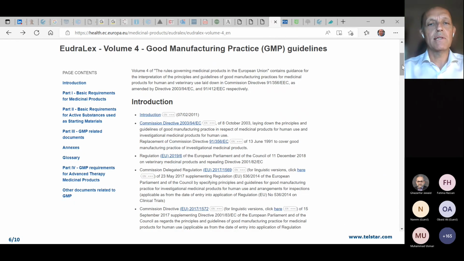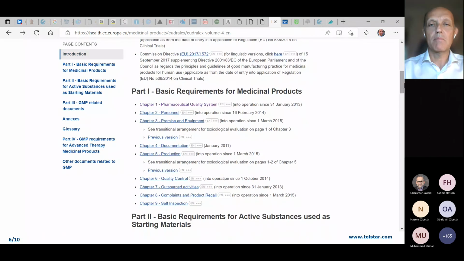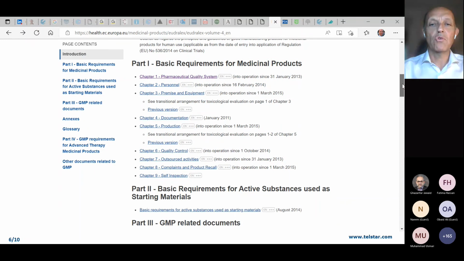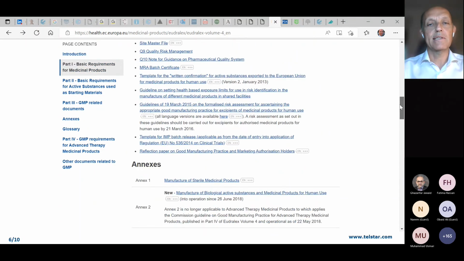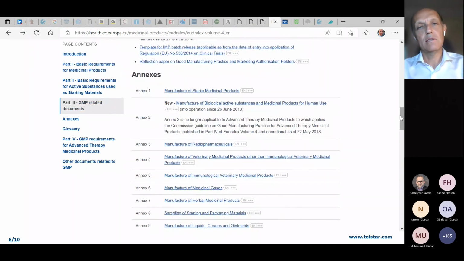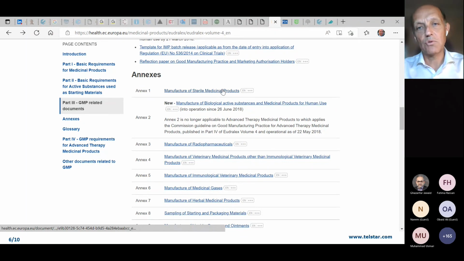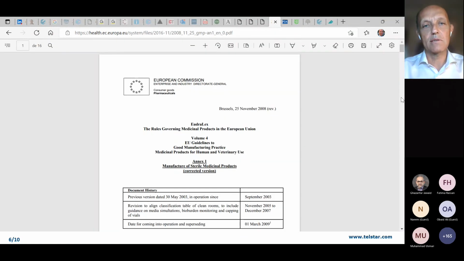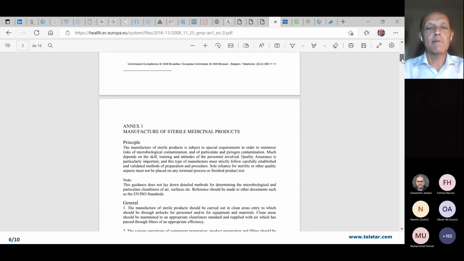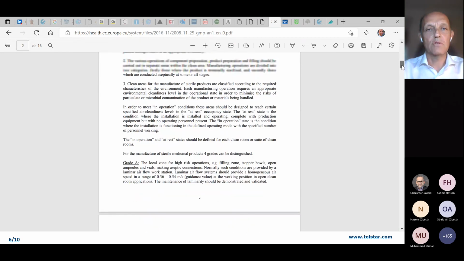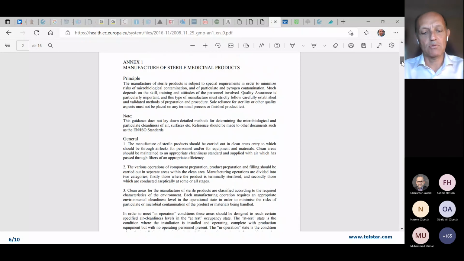Okay, you have EudraLex. Also, you have Part 1, basic medicinal products. You have Part 2 for the active substances. And we have as well annexes. And you see, Annex 1, manufacture of sterile medicinal products. When you click here and you get to see the regulation, you have a document saying everything about the production of sterile products.